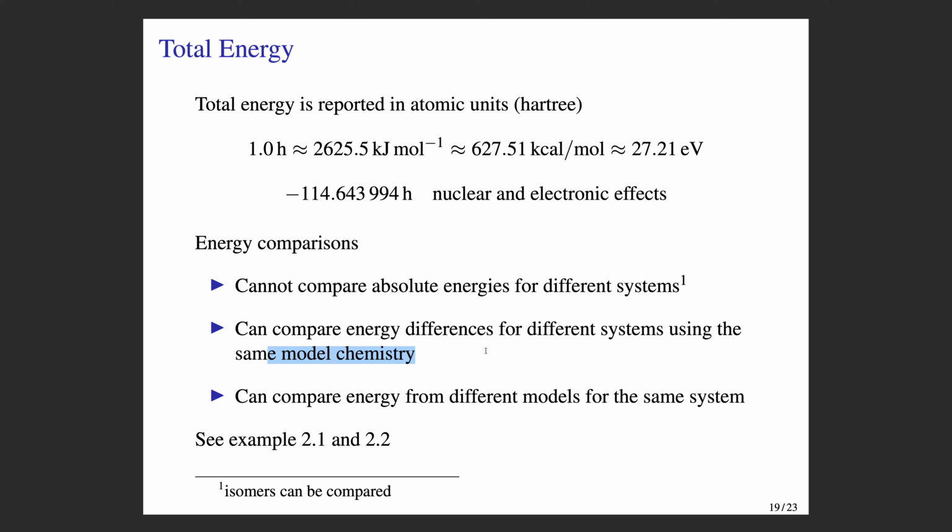It wouldn't make sense to use a high accuracy model for one molecule and a low accuracy model for a different molecule and then try to compare those numbers, because the comparison would be nonsense. So you have to be careful about what you do compare and what you don't compare. You can compare energy differences for different models provided you do them on exactly the same system. So if you're trying to figure out which model is better for this particular system, you can make comparisons for the same system, and that's very commonly done.